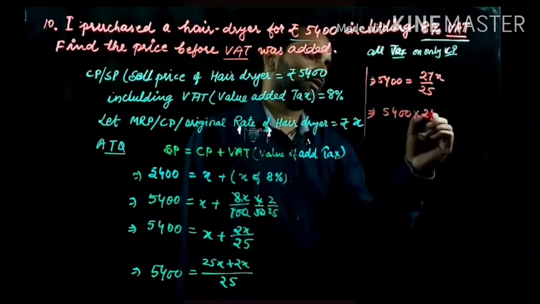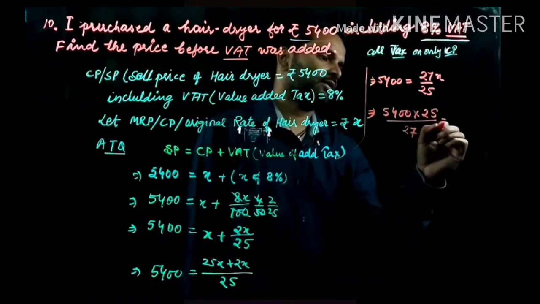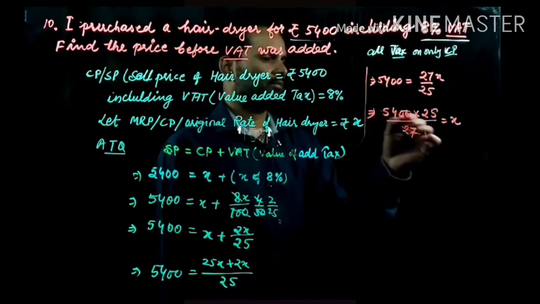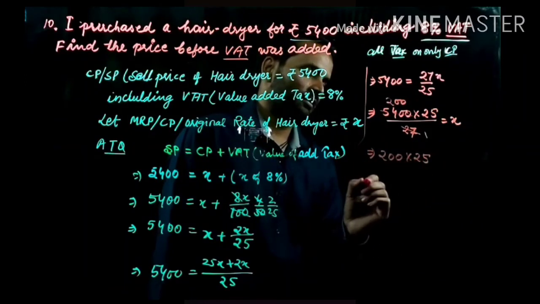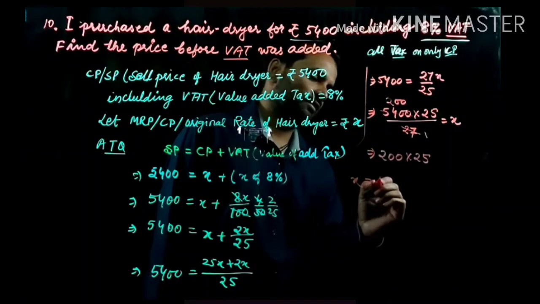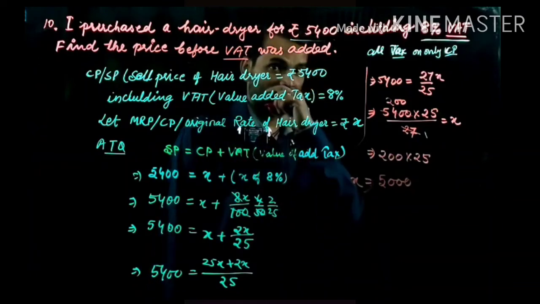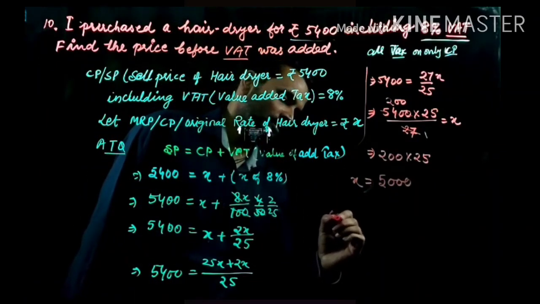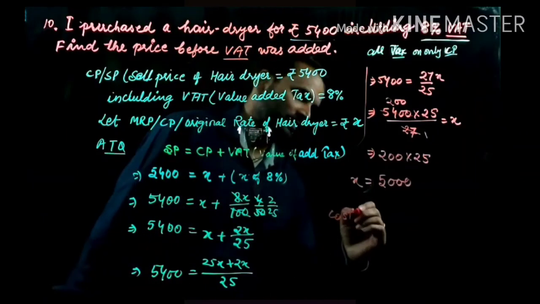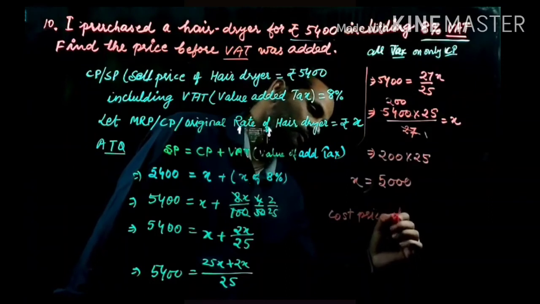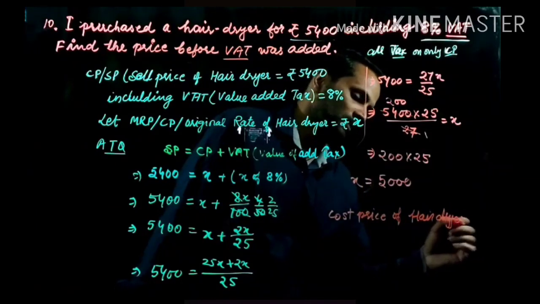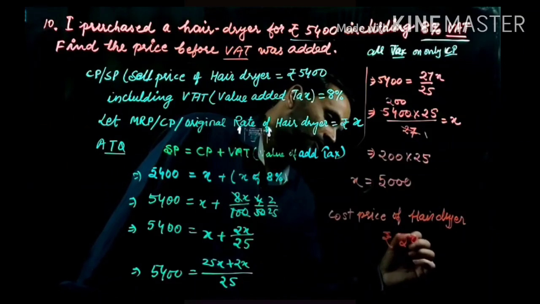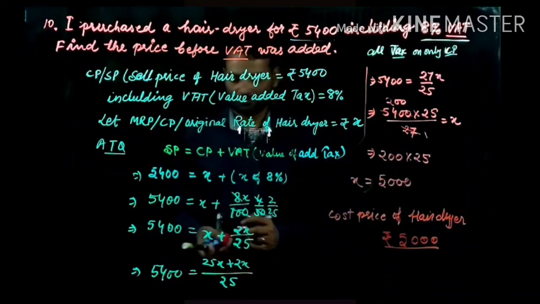Then 5400 into 25 upon 27 is equal to the value of X. 27 times 2 is 54, so 200 times 25 is the value of X. The value of X is rupees 5000. It means the cost price of the hair dryer is rupees 5000.